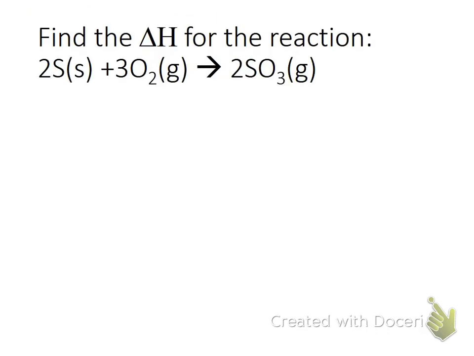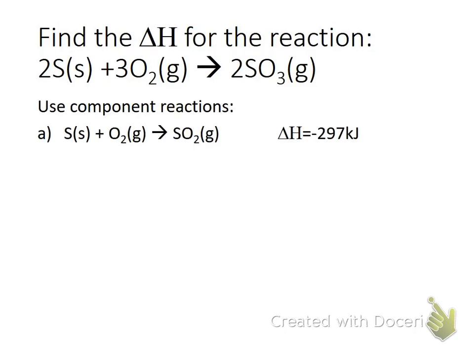All right, so let's do a sample reaction. Here's our goal. Our goal at the end of the day is to find the delta H for this reaction. Hess's law allows us to find the delta H for this reaction if we had some other types of information. Okay? And the way they're going to give us this information is they will give us some reactions that have to do with this main reaction.